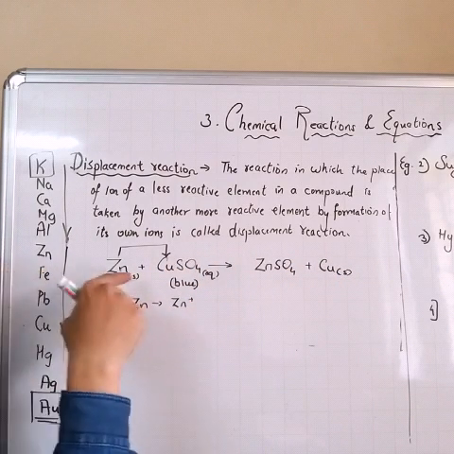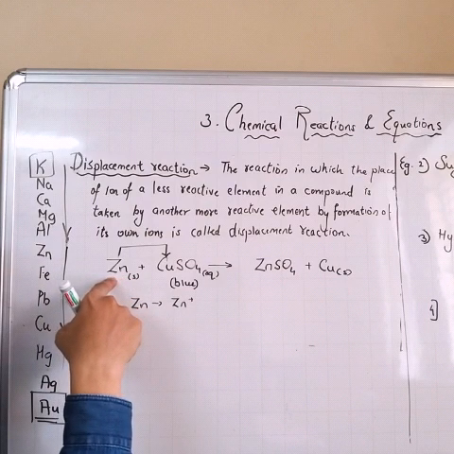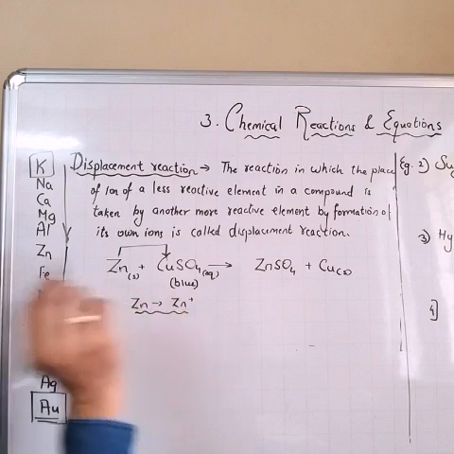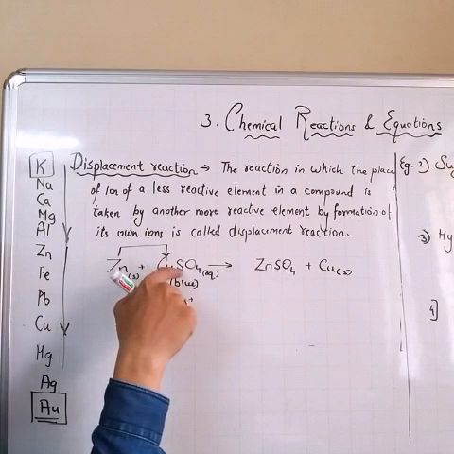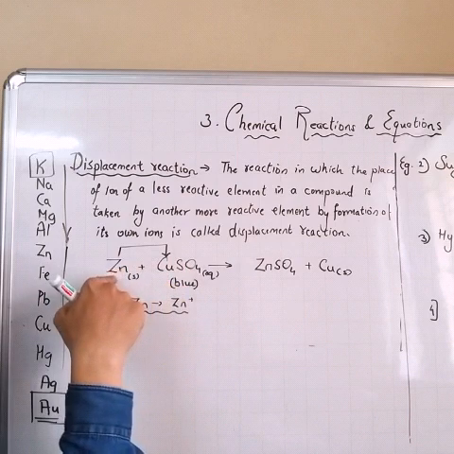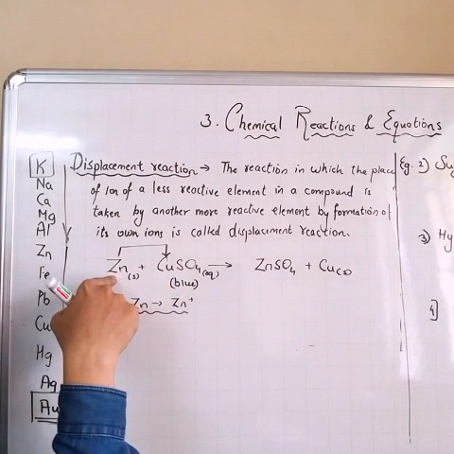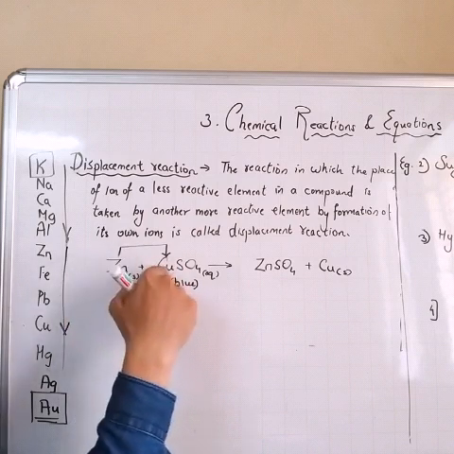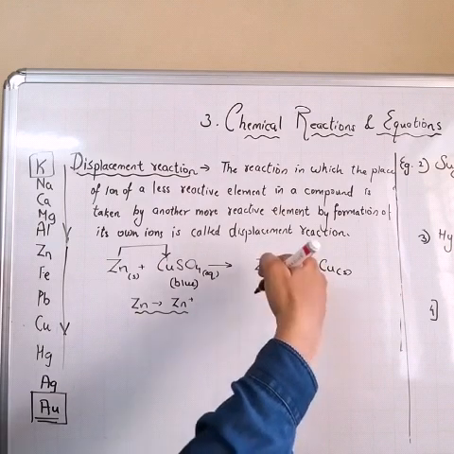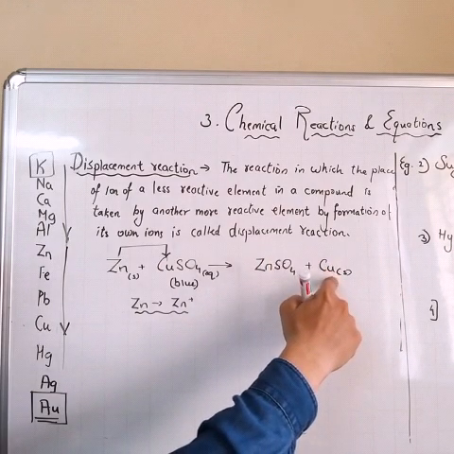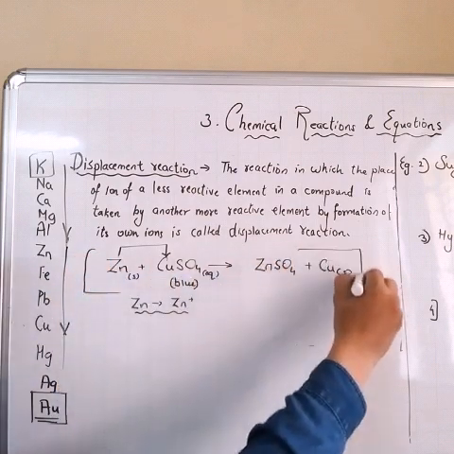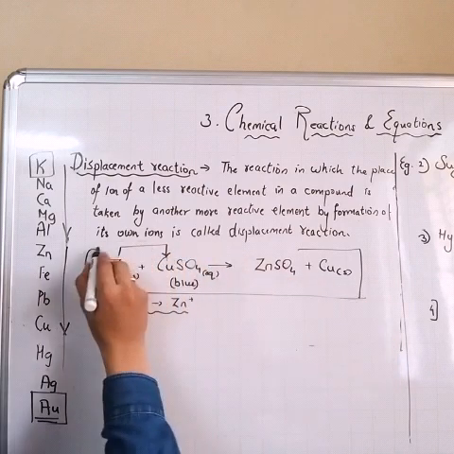I repeat, zinc metal on mixing with copper sulfate solution forms zinc ions. Okay, forms zinc ions. Now copper sulfate is made up of two ions, copper ions, positive ions, and sulfate ions. Now zinc, since it is more reactive than copper, it will replace or displace copper from copper sulfate and form zinc sulfate. And the copper ions which have been displaced form copper metal. This is how we understand what displacement reaction is. Okay.